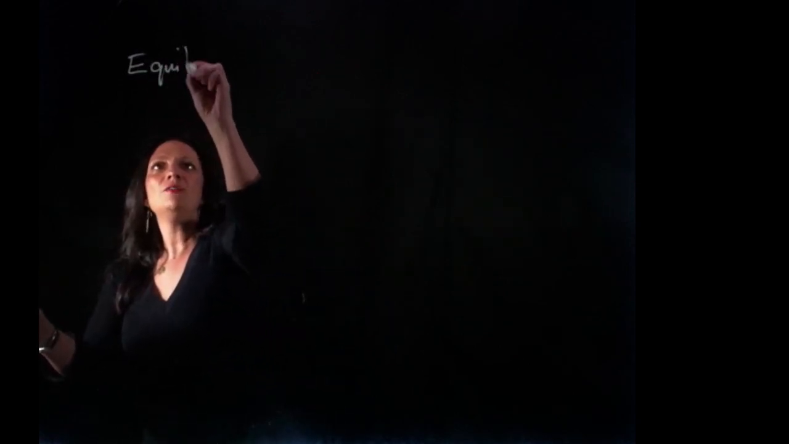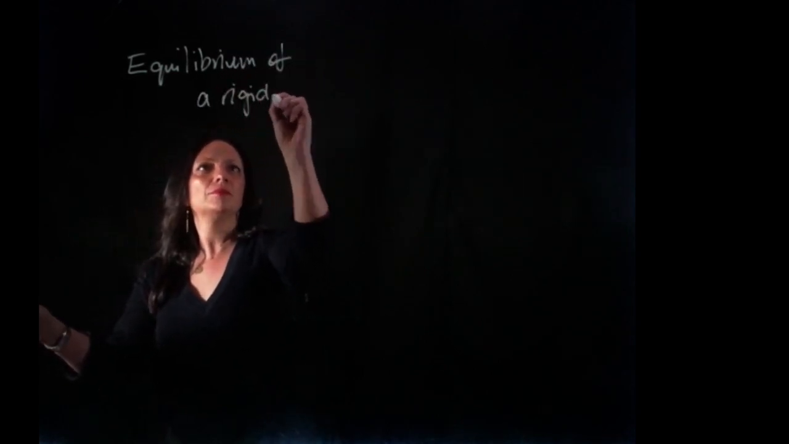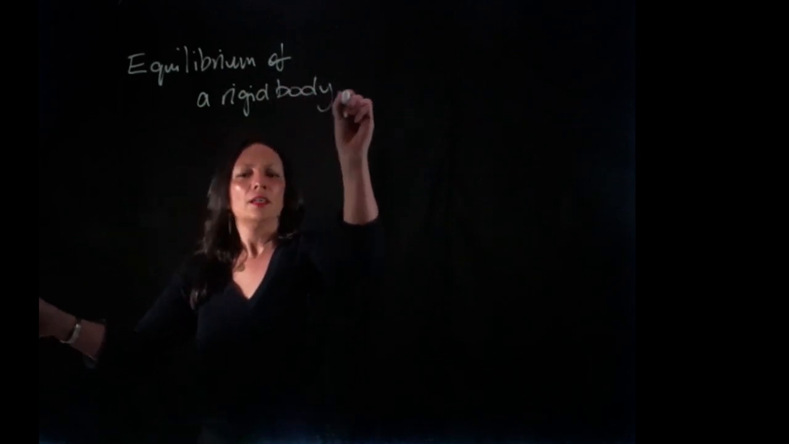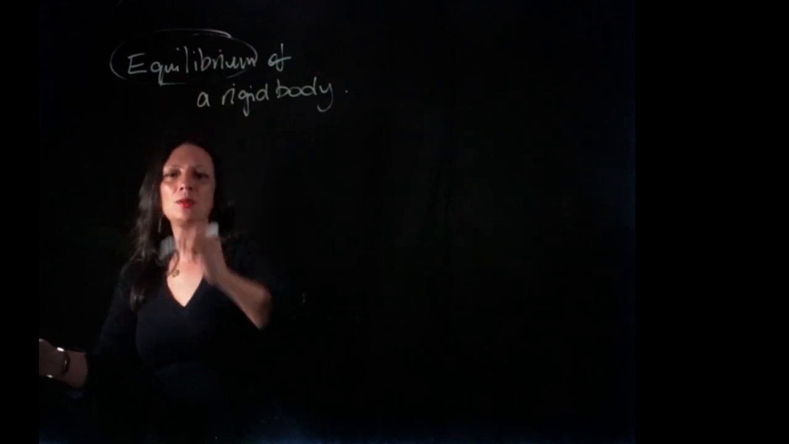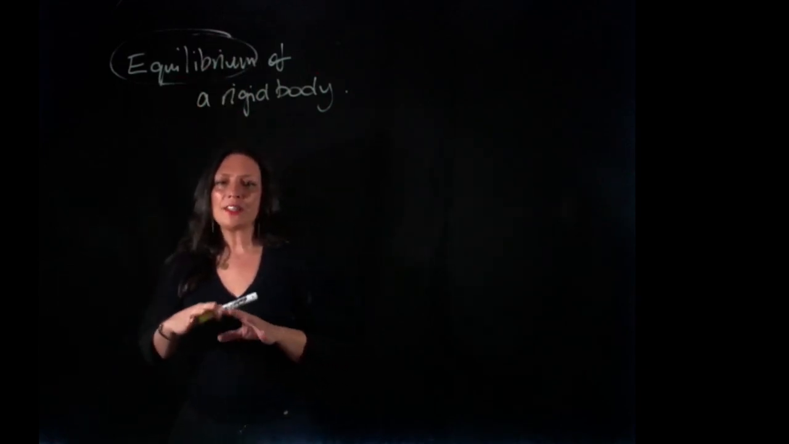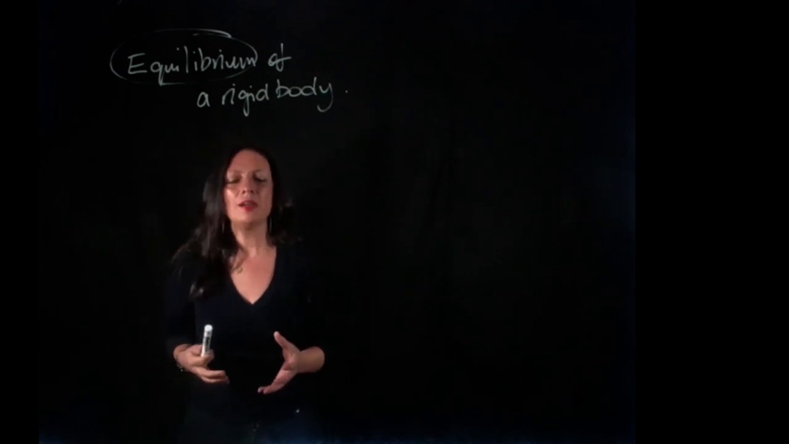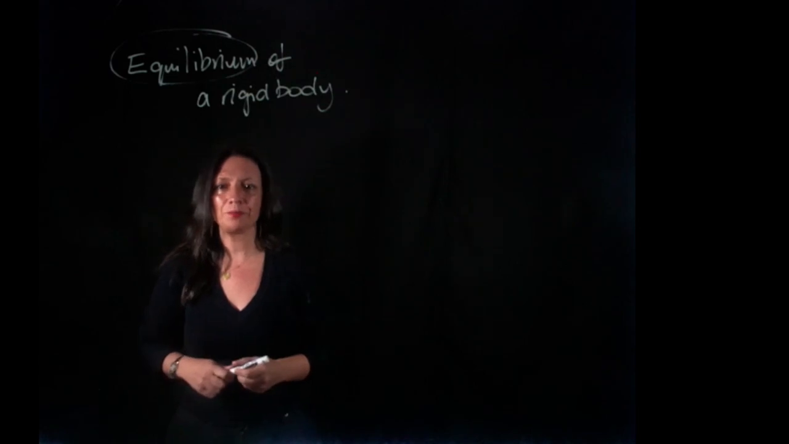So let's look at equilibrium of a rigid body. What do we mean by the term equilibrium? For a system to be in equilibrium, the sum of the forces must equal 0, and the sum of the moments acting at any point must also equal 0.